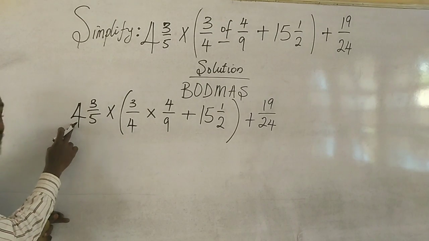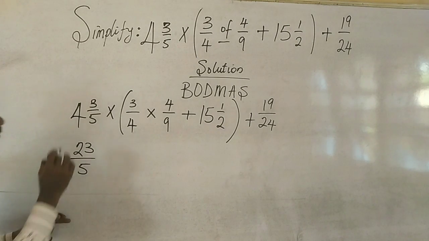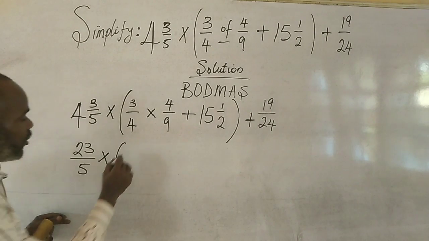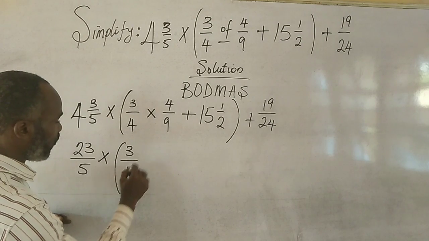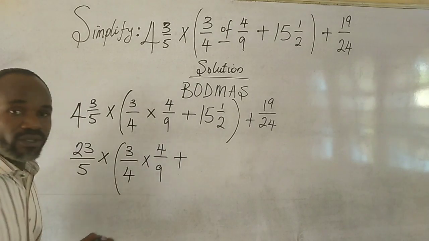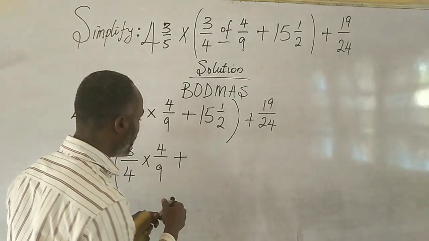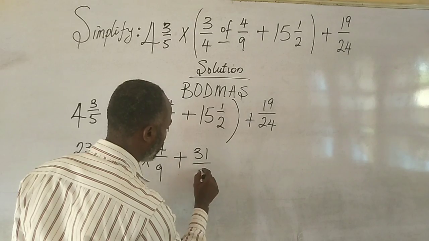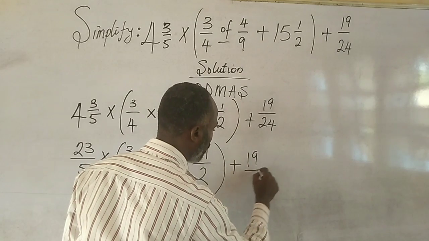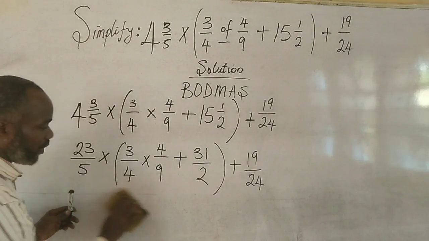5 times 4 is 20. 20 plus 3 is 23 all over 5. Good. We move it into the brackets, because it's going to affect everything there. We have 3 all over 4 times 4 all over 9 plus, we change this mixed fraction: 2 times 15 is 30, 30 plus 1 is 31. 31 all over 2, bracket close once again, plus 19 all over 24. Good. We have started well.